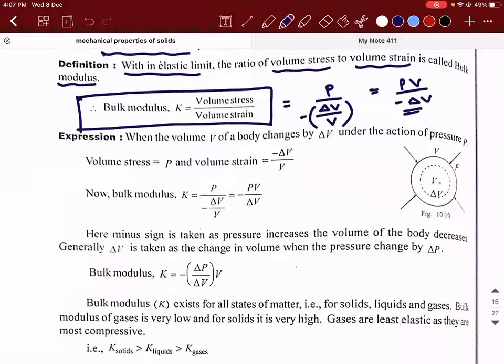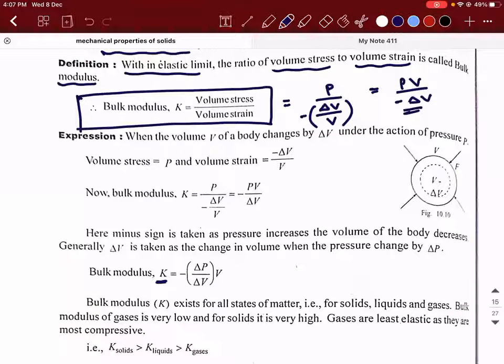Okay. And generally the bulk modulus is represented by the symbol K, and K is equal to minus of delta P divided by delta V into V. You can write it like that also, where delta P represents the pressure that is applied. Okay. So please make a note of this point.